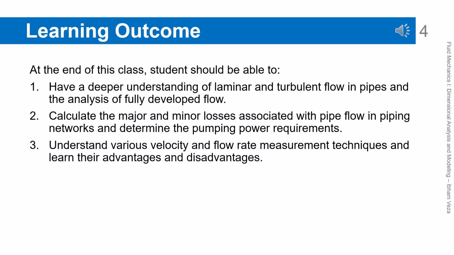Learning outcome. The learning outcomes emphasize a deep understanding of laminar and turbulent flow and the concept of fully developed flow. Students are also expected to calculate major and minor losses in piping systems. Pumping power requirements become an important part of system analysis. This topic also introduces various methods for measuring velocity and flow rate. All these outcomes are essential for designing and evaluating real fluid systems.